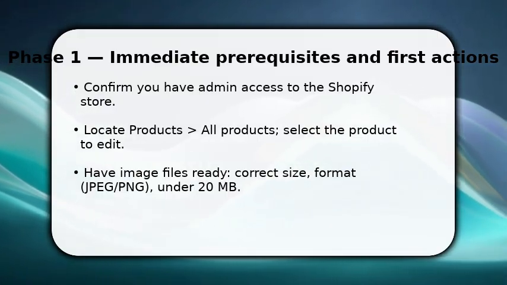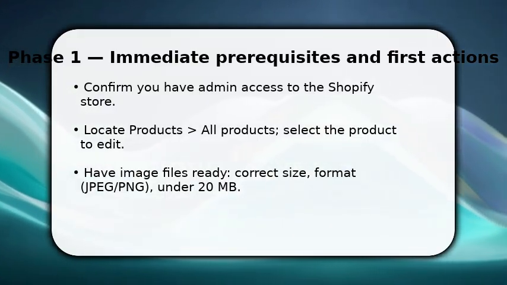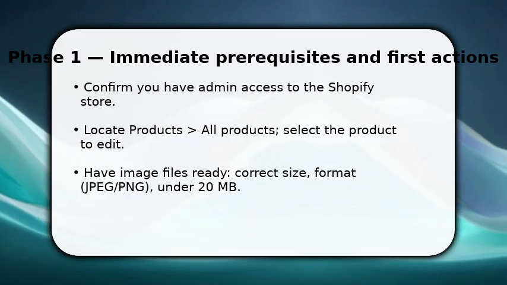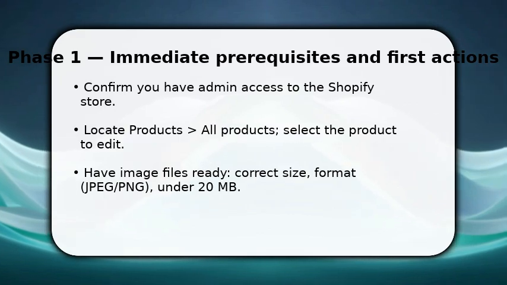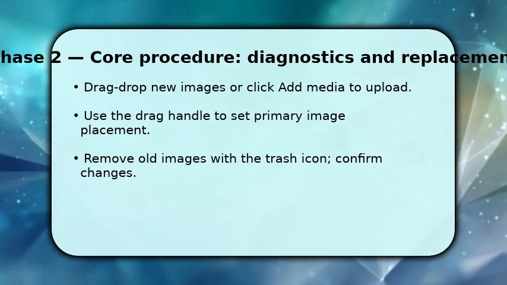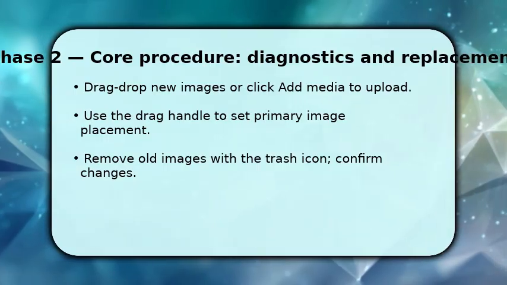It's the control point. Now, drag the new image into the Images area or click Add Media. This initiates the upload and replaces the visual you're about to update. Once the upload finishes, you'll see thumbnails populate the Images section.